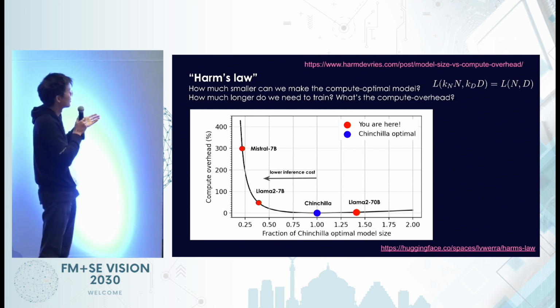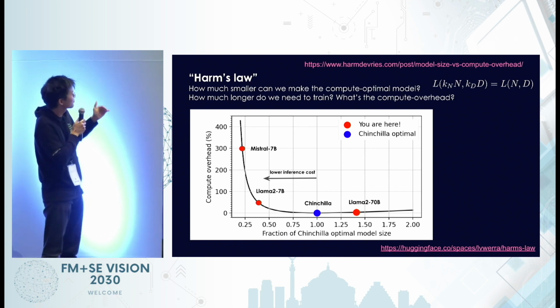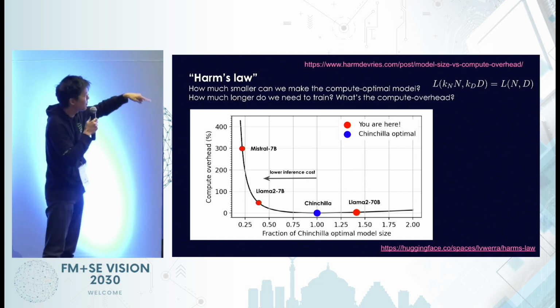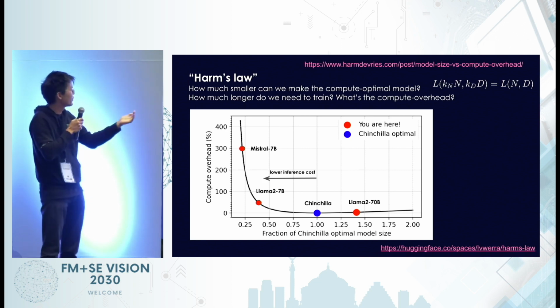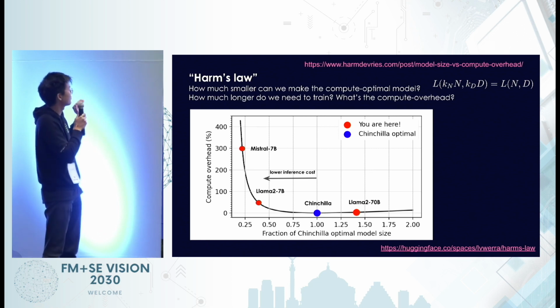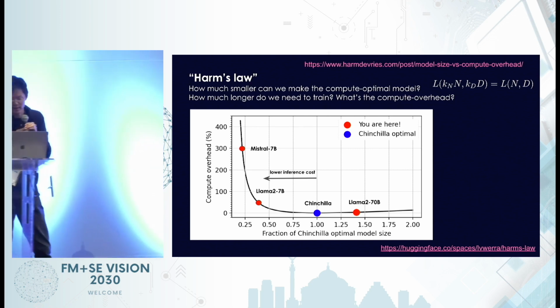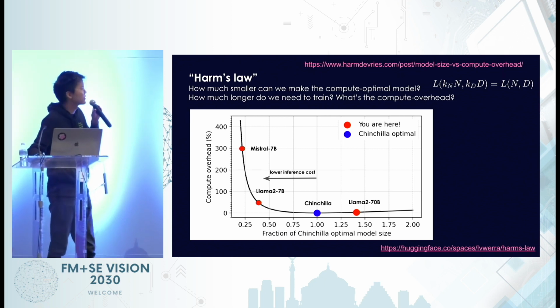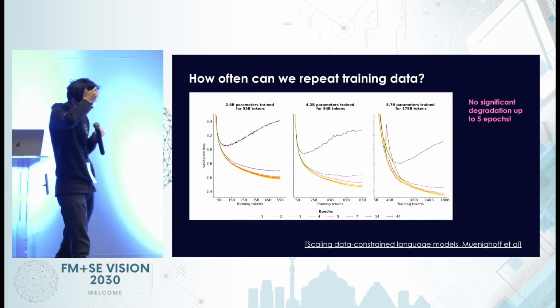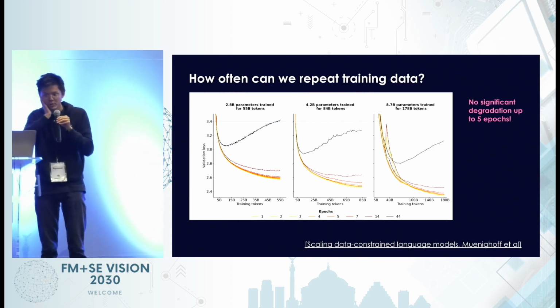And so maybe a good spot to be would be in the elbow of that curve, where you have a much reduced model size, so much reduced inference cost, but actually have just a reasonable increase in training cost. So that's one thing to consider when you want to make a decision on what size of model you want to train.